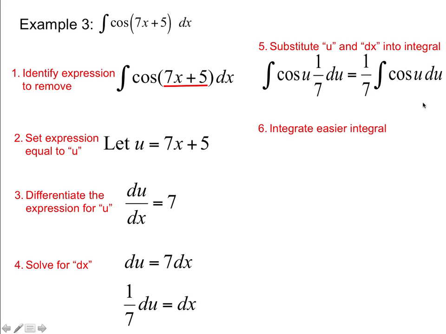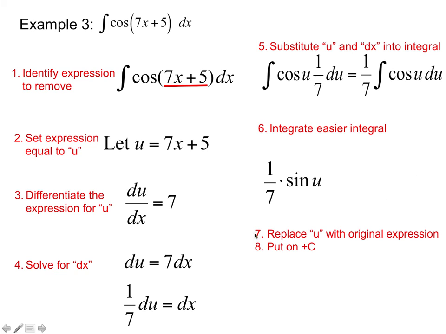So for step 6, I'm going to go ahead and integrate or antidifferentiate. So I'm going to have 1/7, and the antiderivative of cosine u is sine u. And then my combo here, 7 and 8, I'm going to replace my u with my x variable substitute, and I'm going to throw on my plus c. So we end up with 1/7 sine 7x plus 5 plus c.